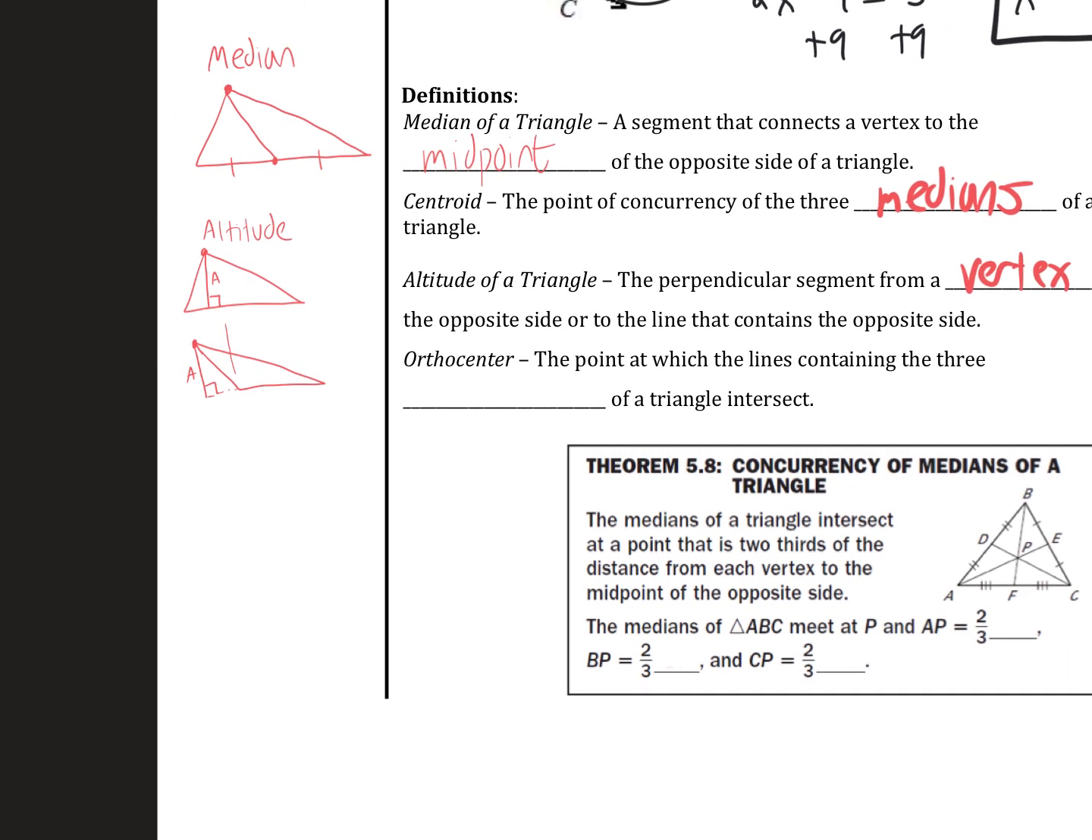The point of concurrency of the altitudes of a triangle is where the altitudes intersect. This is one of the weird things: it's called the orthocenter. The orthocenter can actually be outside the triangle as well, because the altitudes can be outside the triangle.